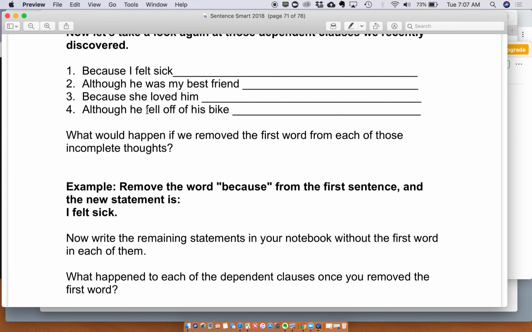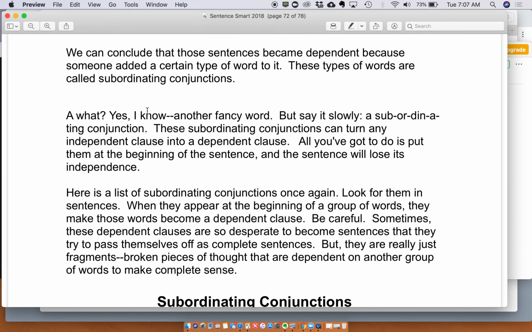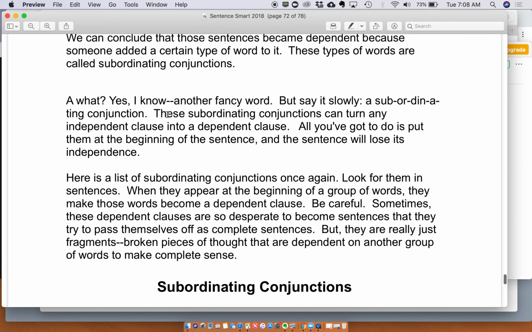These words that create dependent clauses are called subordinating conjunctions. What are they called? Subordinating conjunctions. Let's say it slowly. It's a fancy word. Let's say it slowly. Subordinating conjunction. These subordinating conjunctions can turn any independent clause into a dependent clause. All you've got to do is put them at the beginning of the sentence, and the sentence will lose its independence. Now, you saw some of them in the last section.